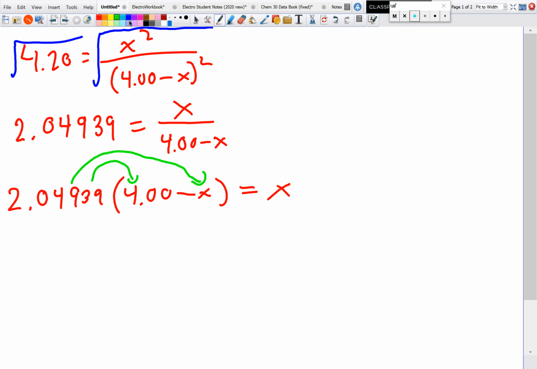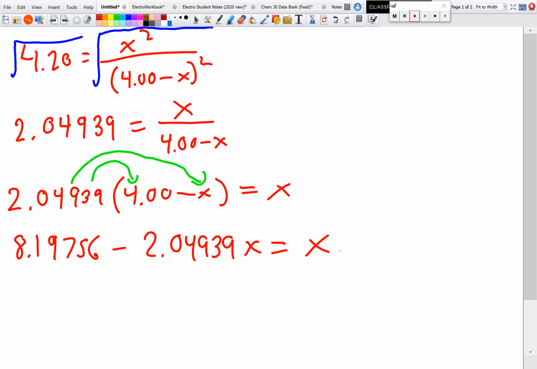So then what we end up getting is 8. Oh, sorry, that should be in red, just to match what we're doing here. So we get 8.19756 minus 2.04939x is equal to x, right?